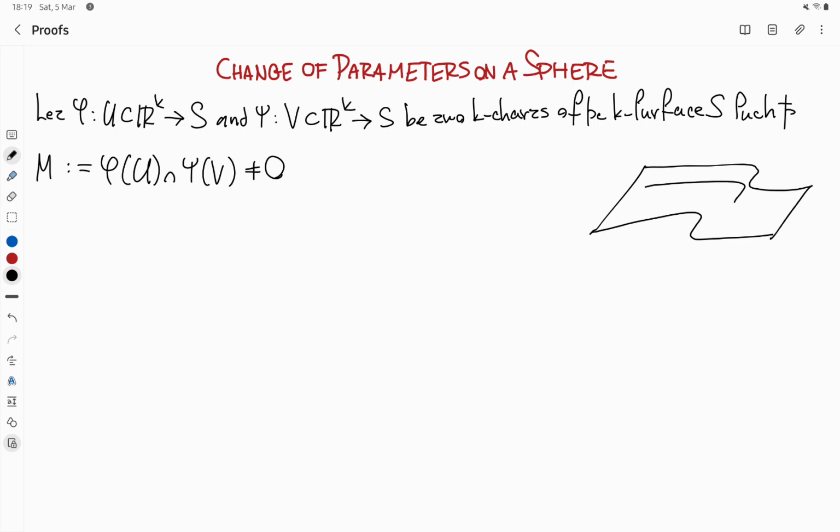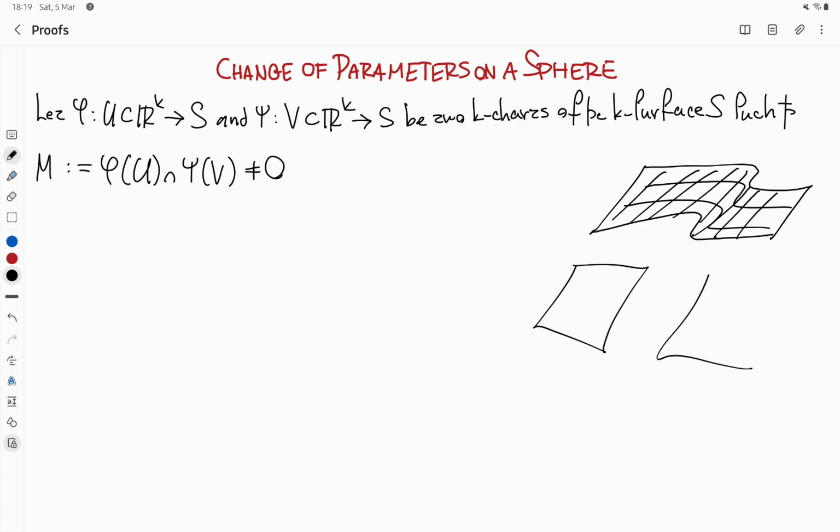Something like this. And we have our two charts over here mapping some spaces u and v onto parts of the surface S, right? And their intersection is non-trivial. It contains some elements, and we call this intersection, which both of the charts map, M.